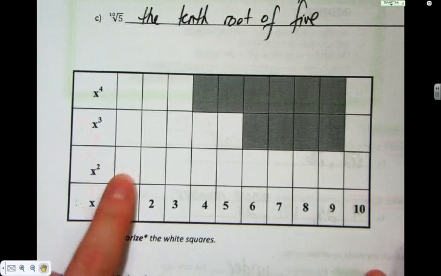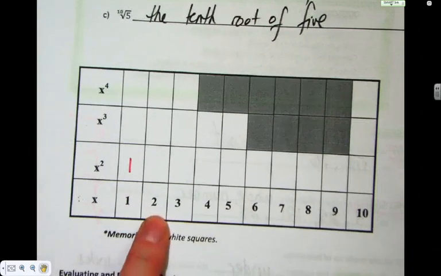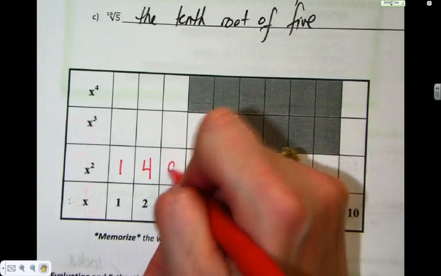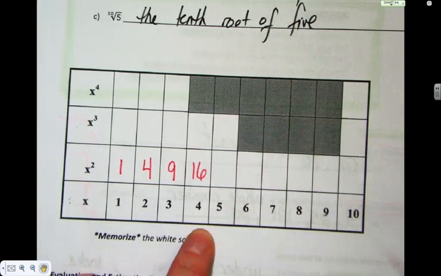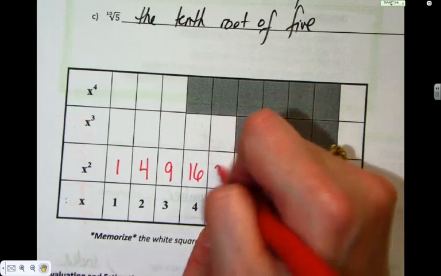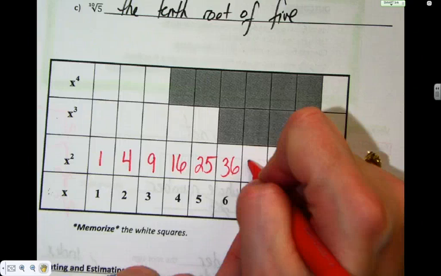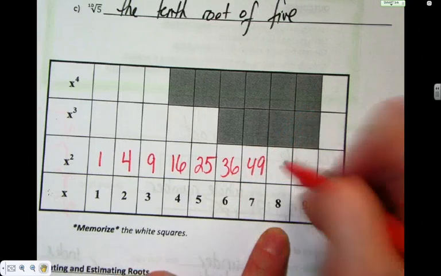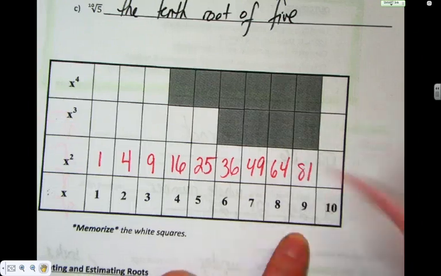But 1 times 1, so 1 squared is? 2 squared? 3 squared? 4 squared? 5 squared? 6 squared? High five to Drew, you're on fire here. 7 squared? 8 squared? 9 squared? And 10 squared?